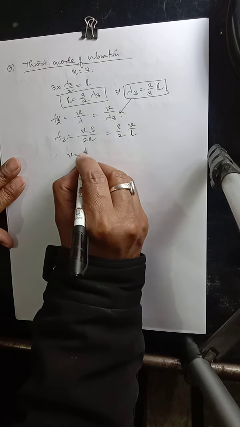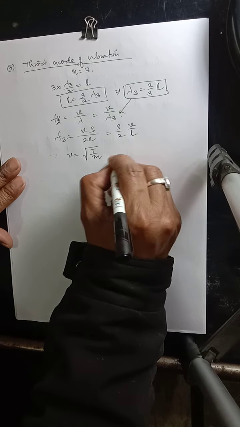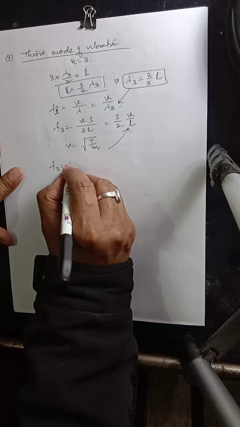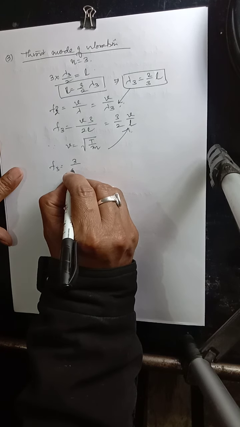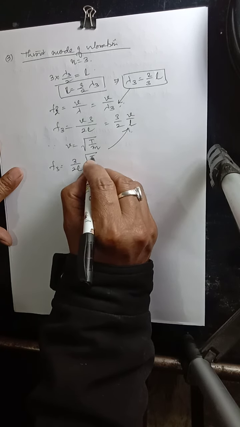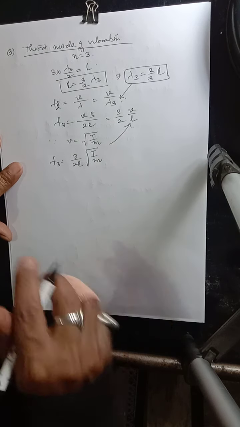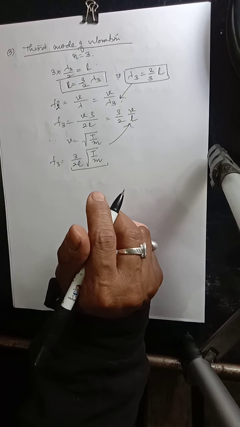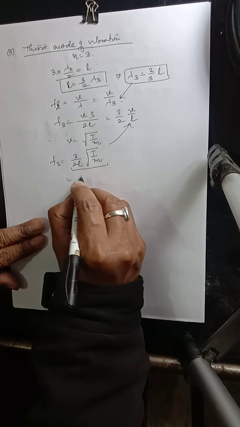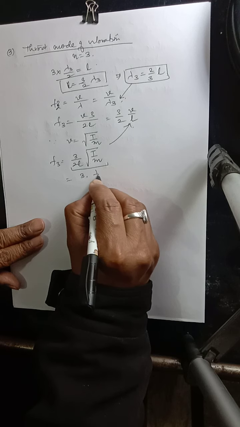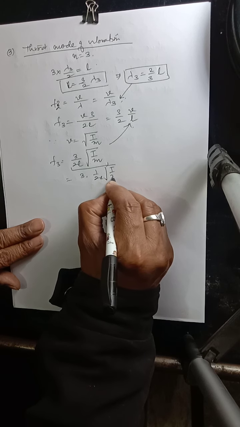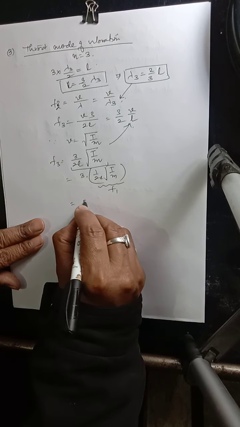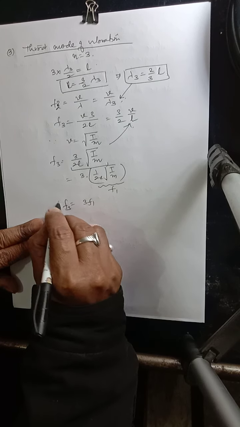Because V is equal to under root T by M, put it here. So F3 becomes 3 by 2L under root T by M. Again we find a relationship: 3 into 1 upon 2L under root of T by M becomes F1. So F3 is 3F1.